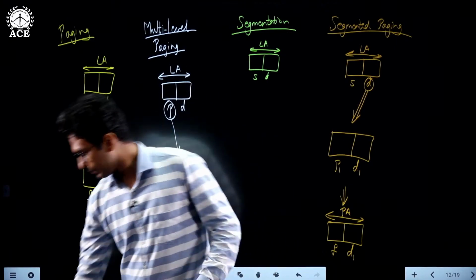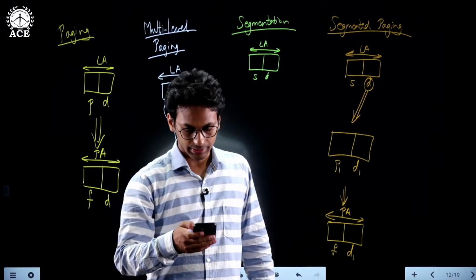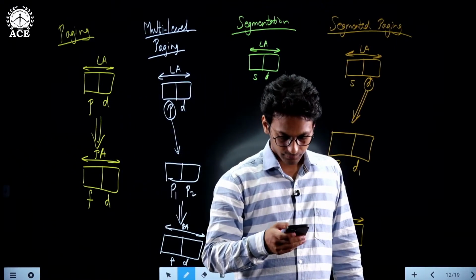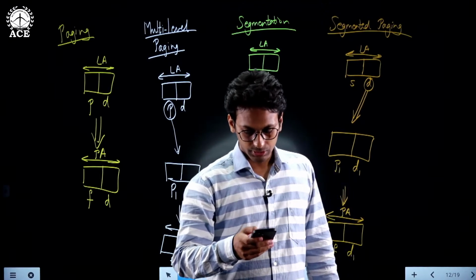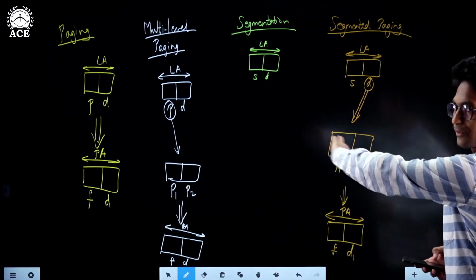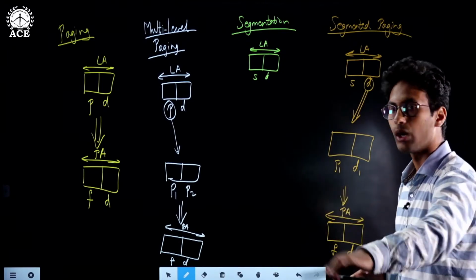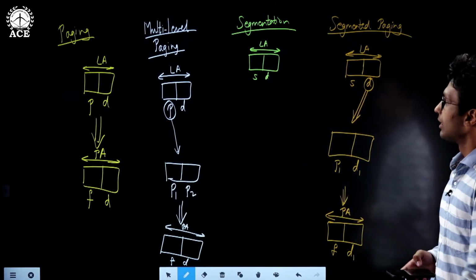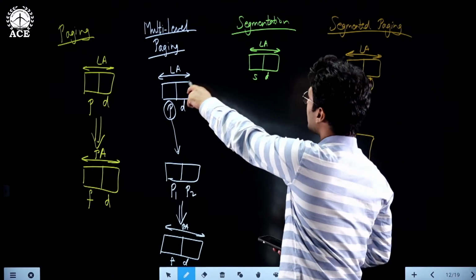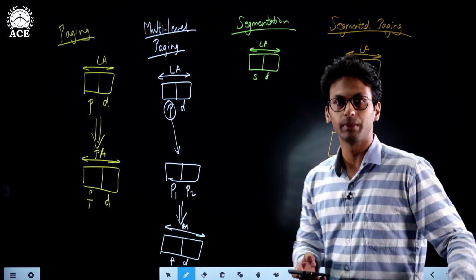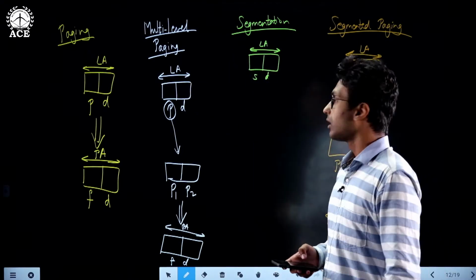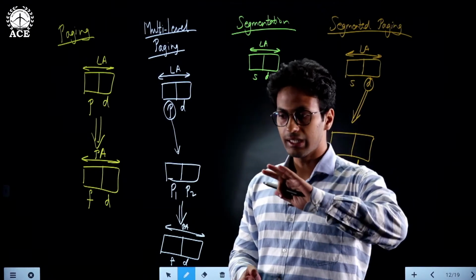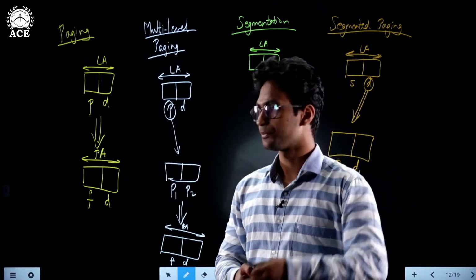So do let me know if you have any doubts. I'll see the chats once. Just see this entire thing all at once and do let me know if you have any doubts. We have seen paging, multi-level paging, segmentation, segmented paging. We have also seen inverted paging, isn't it?